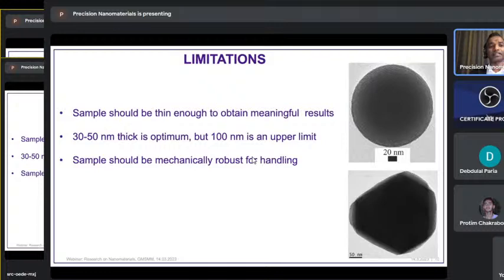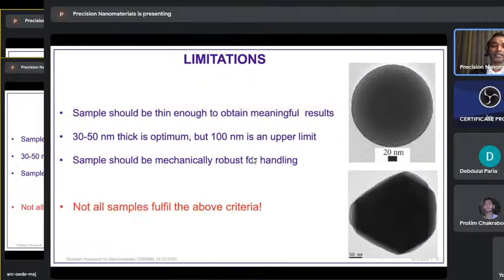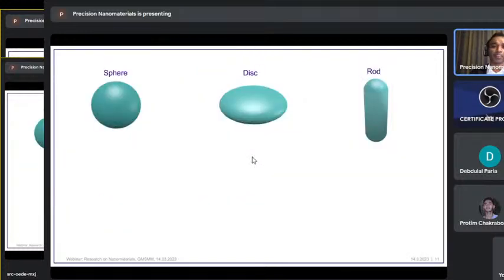The limitation is that the sample should be thin enough to obtain very meaningful results. The thickness of the sample matters, because the electron has to pass through the sample to get a meaningful result. So the maximum thickness is about 100 nanometers. The sample should be mechanically robust because we use high vacuum. And not all samples meet the above criteria. That's why there are very different types of sample preparation.